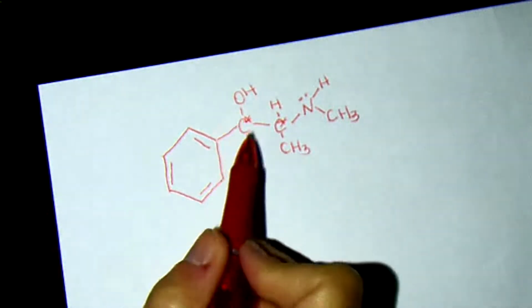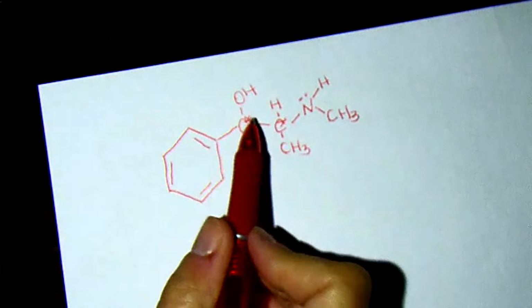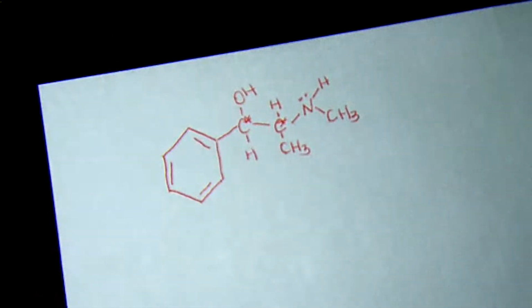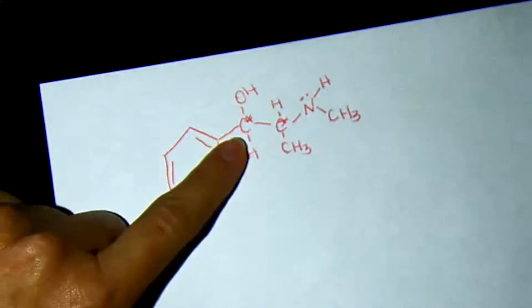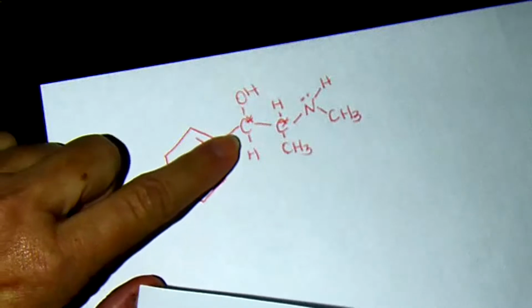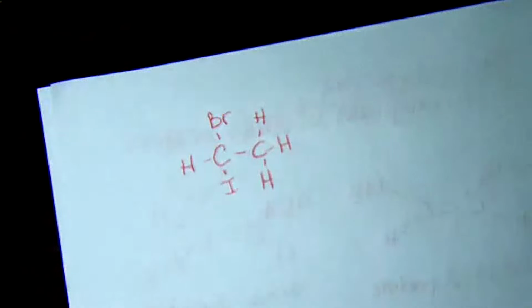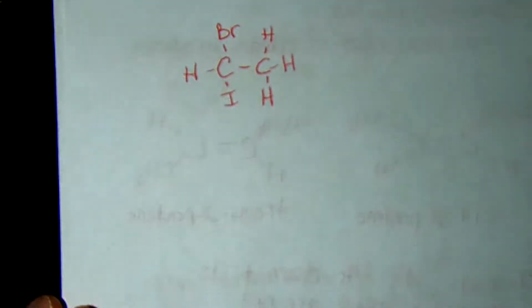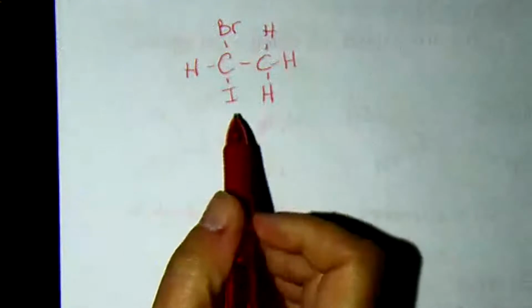Okay, so how do we show that a molecule is chiral? Once you decide that it is chiral, you have to then show the geometry around the chiral carbon. And so we're going to draw the bromo iodoethane. Okay, so this is not showing any kind of stereochemistry.